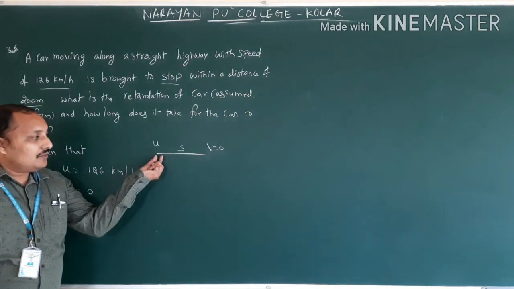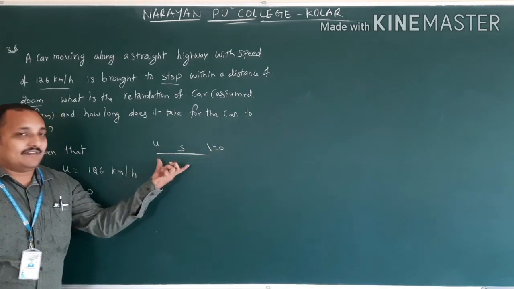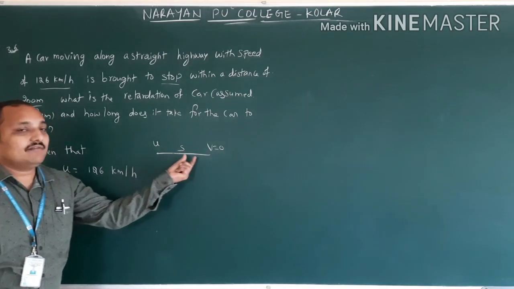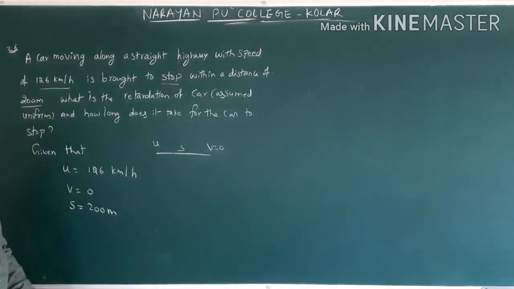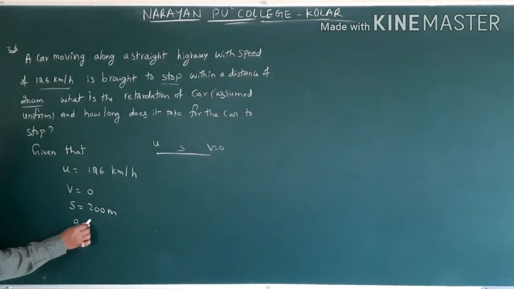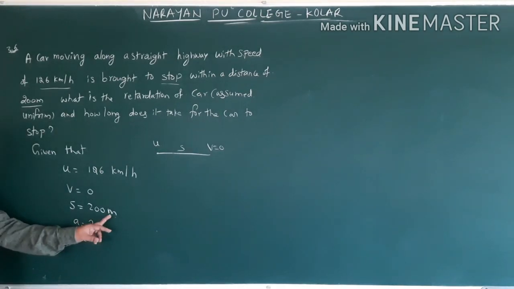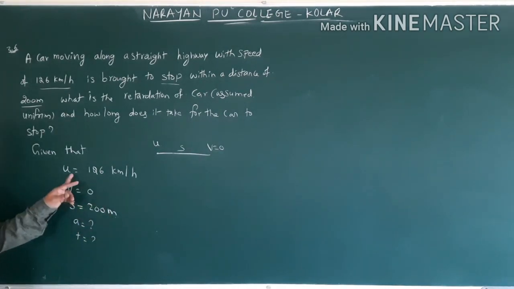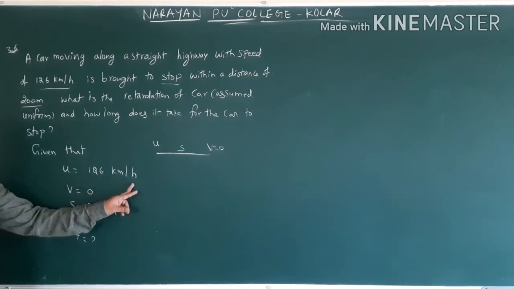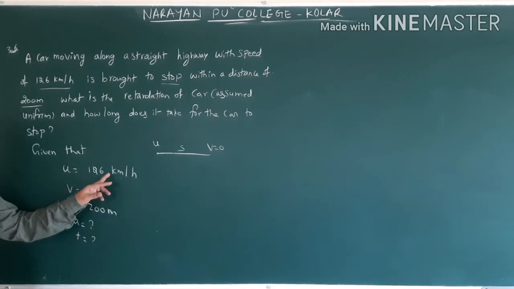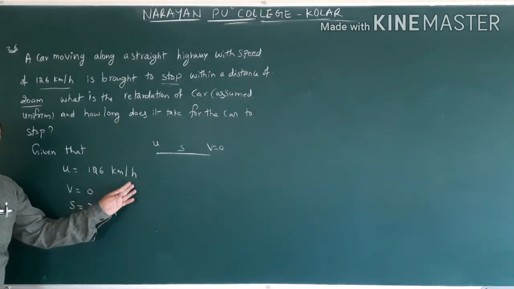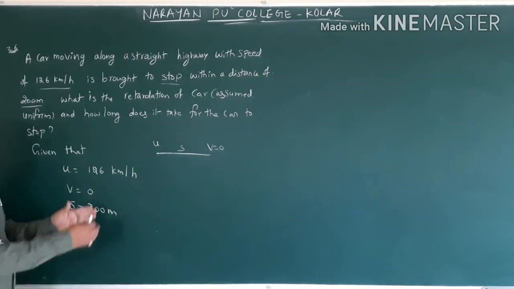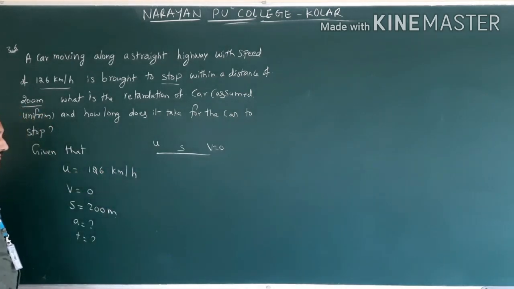To get final velocity 0, it will take some time and it is going with retardation, which means negative acceleration. That acceleration value you have to find. You will get negative acceleration, minus a, and time we are going to find. See here, the distance is in meters, but the velocity is in kilometer per hour. What you have to do now is convert kilometer per hour into meter per second. You already learned conversions during the course time.